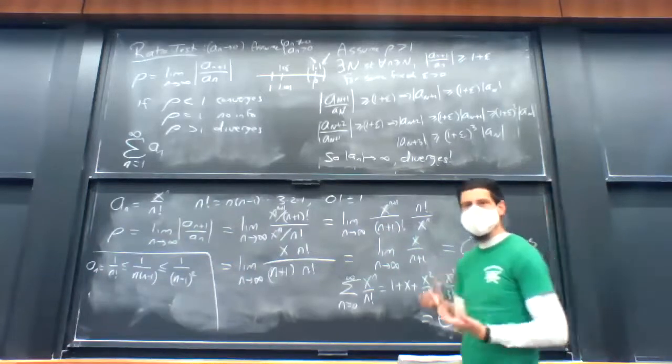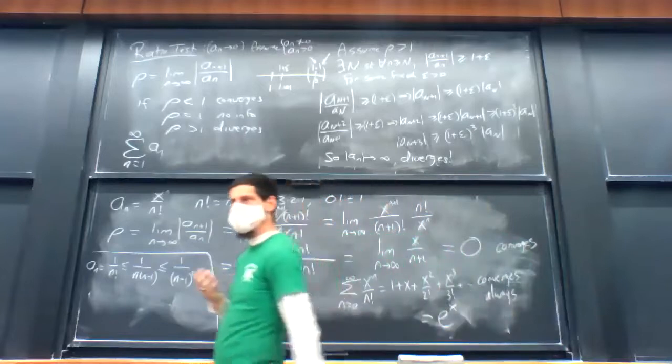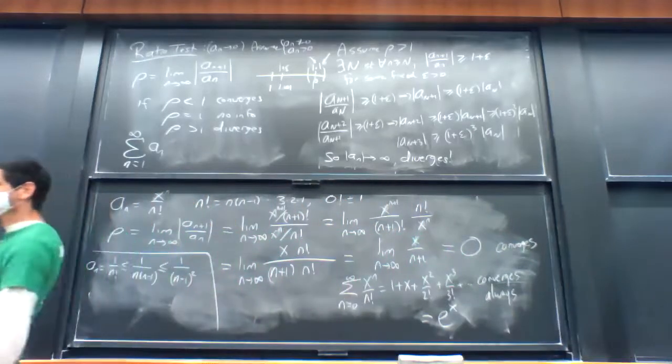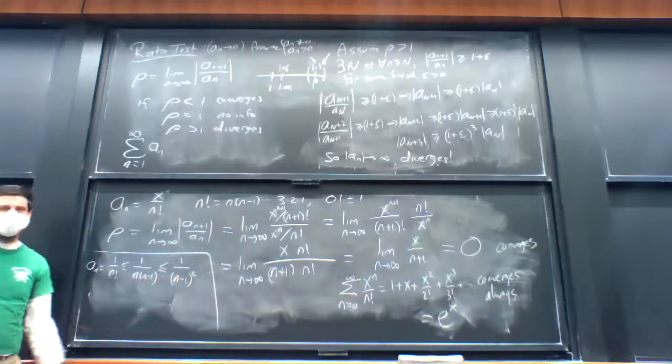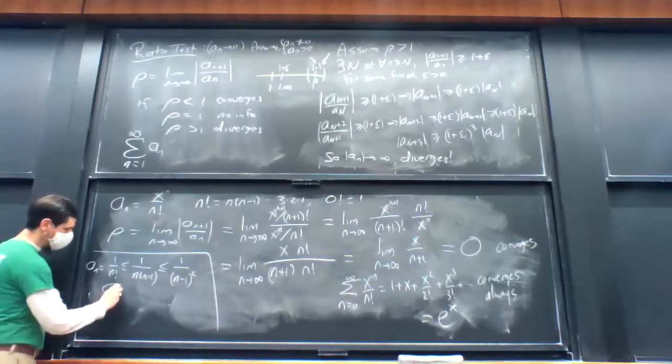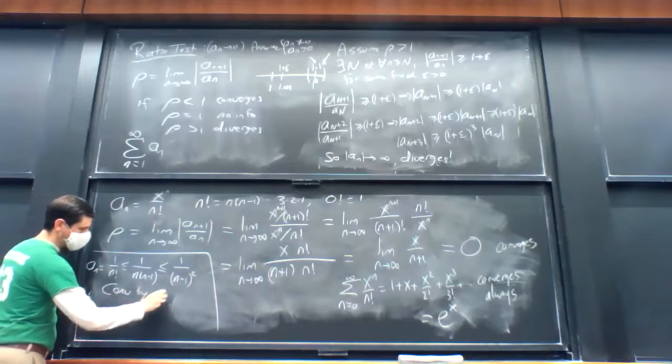I now get the sequence 1 over n minus 1 squared. Any idea what we should compare this to? Yeah, it's 1 over n squared. It's just shifting everything by 1 unit. So converges by comparison.